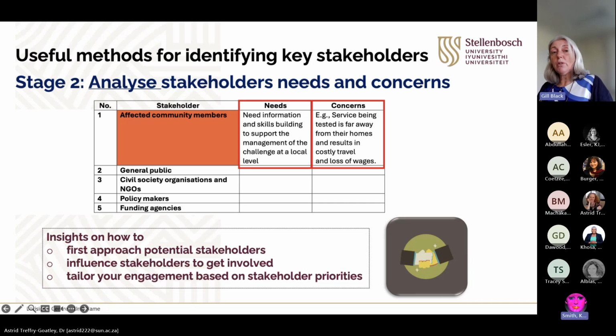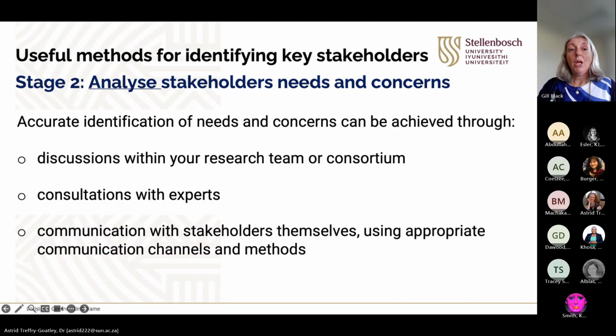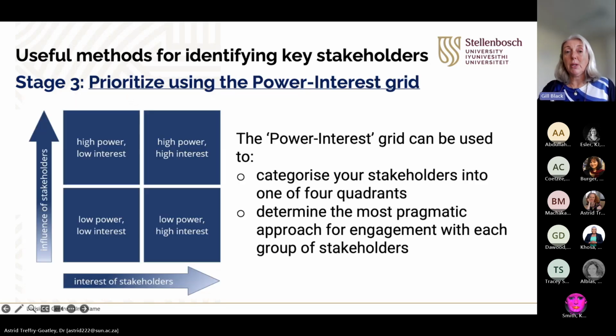So it's really important for you, before you approach a stakeholder that is potentially going to be tricky or difficult to get on board, to think about, well, what do they need from our research and what concerns do they have? And therefore, if we want to convince them to come on board and be a stakeholder in our study, how are we going to approach them and what are we going to say in terms of what our research can do for them? So again, you can discuss with your research team or your consortium about these needs and concerns, consult with experts, and communicate with the stakeholders themselves.